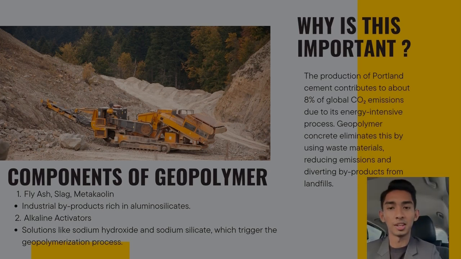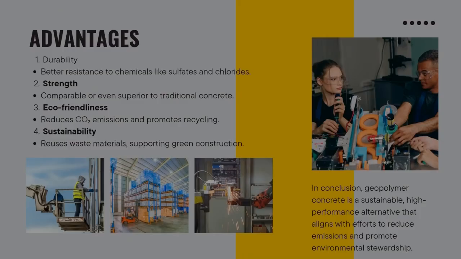So what are the components of geopolymer concrete? Geopolymer concrete components are fly ash, slag, and metakaolin, which are industrial byproducts rich in aluminosilicate, and alkaline activator solutions like sodium hydroxide and sodium silicate, which trigger the geopolymerization process.